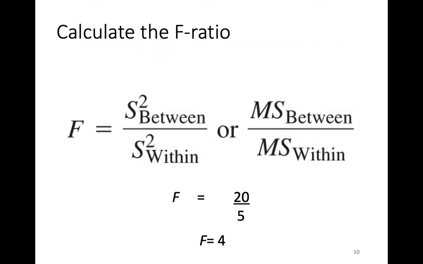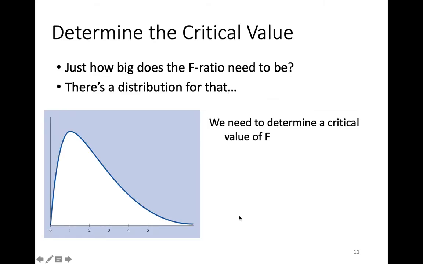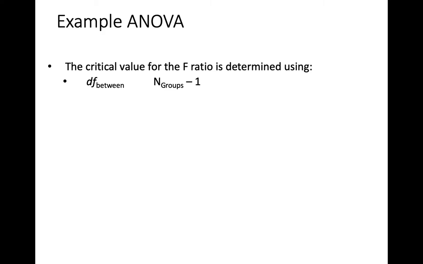So our F ratio is just our estimate of population variance that we determined using the between approach divided by our estimate of population variance that we figured out using the within approach. So we get 20 divided by 5 is 4. So how big does our F ratio need to be? We of course need to compare the F ratio that we calculated to a critical value. We determine our critical value using degrees of freedom between groups. In this case, we had 3 groups minus 1 is 2 degrees of freedom.